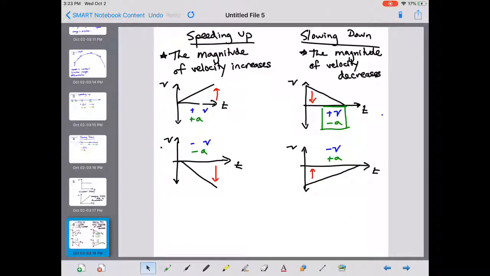That's where I'm going to stop for now. We'll keep exploring this in class, but hopefully this gives you a little bit of clarity as to what is happening here.